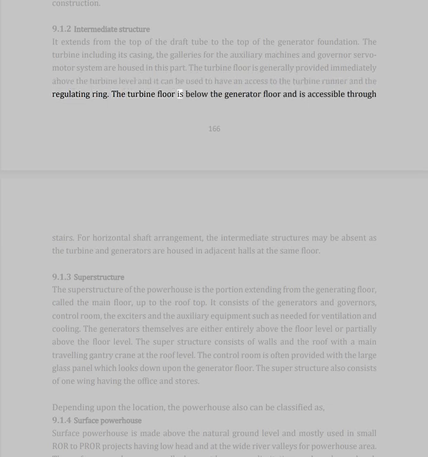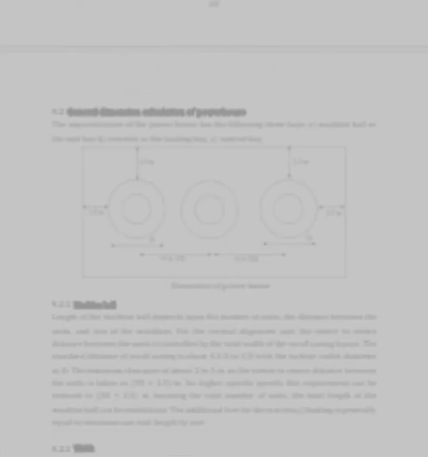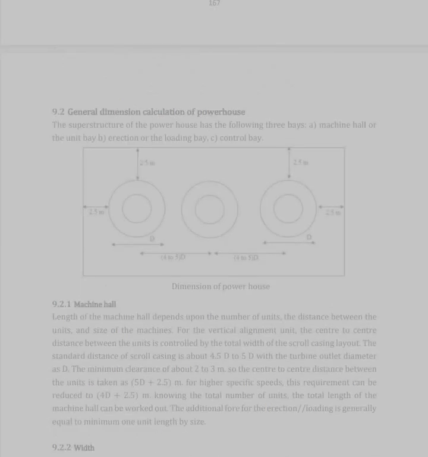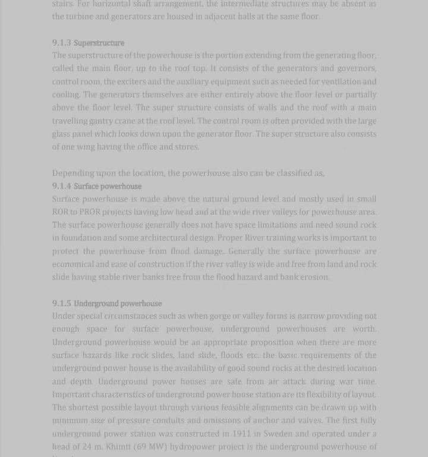The turbine floor is below the generator floor and is accessible through stairs. For horizontal shaft arrangement, the intermediate structures may be absent as the turbine and generators are housed in adjacent halls at the same floor.